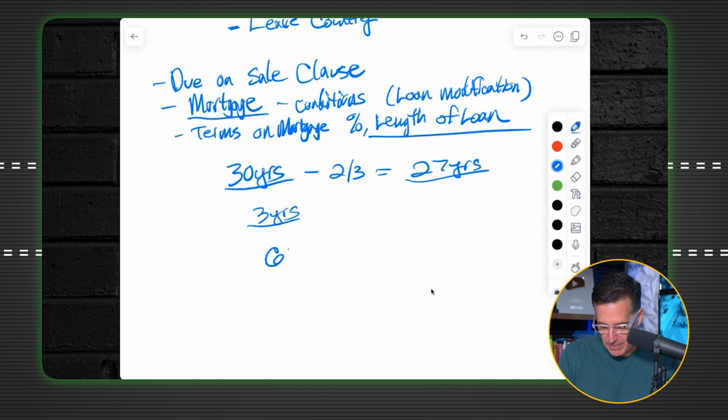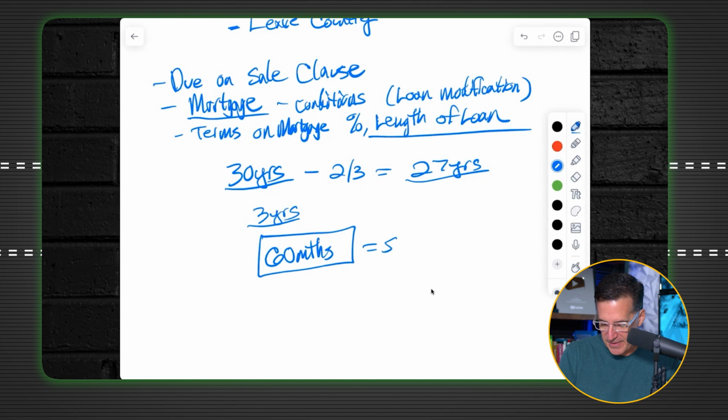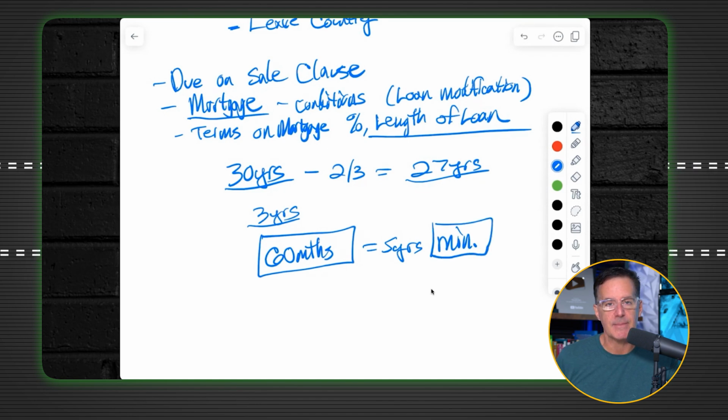The minimum I will do any type of creative financing deal for, my basic requirement is I always try to go for 60 months. It sounds longer. 60 is a big number as opposed to 3. So 60 months is 5 years. So the reality is that's my bare minimum. Why? Because I want time. The more time you have, the more options you have. The less time you have, things can go south on you real quick.